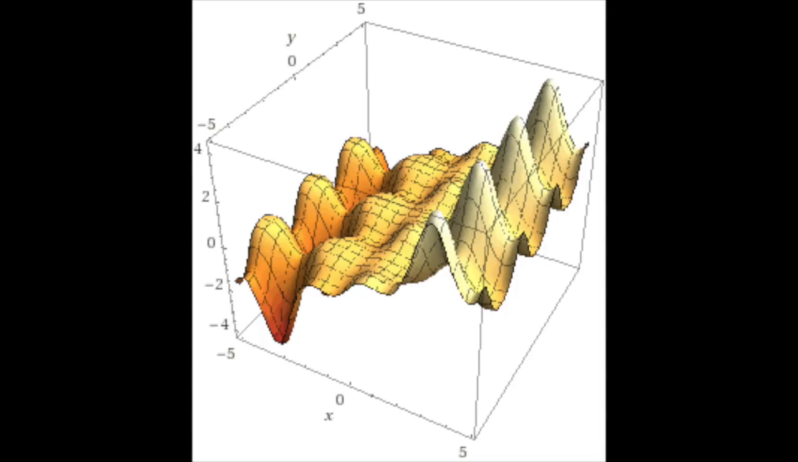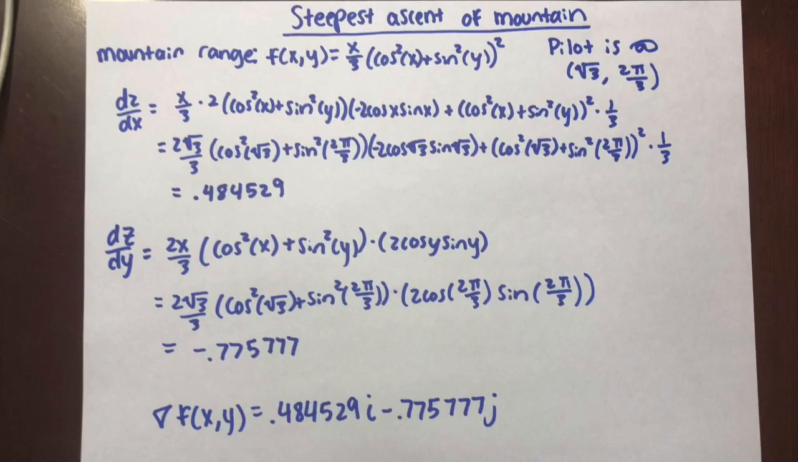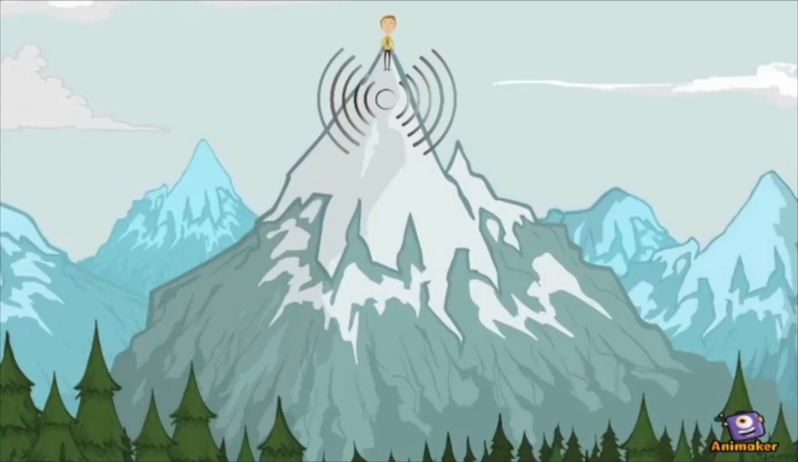The mountain range can be viewed by this 3D model. To find the gradient, he must find the partial derivatives of z. The partial derivative of z with respect to x is 0.484529, and the partial derivative of z with respect to y is negative 0.775777. With this information, he is able to determine that at his current location of square root 3, 2 pi over 3, the gradient is equal to 0.484529i minus 0.775777j. Upon reaching the top, he is able to find cell service and call for help.